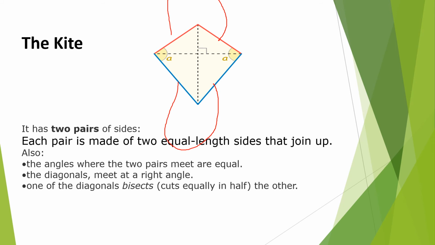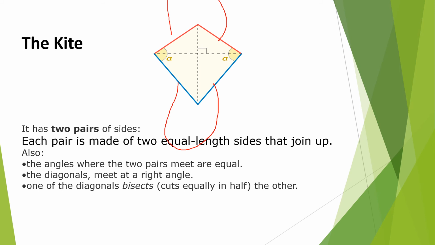Understood, children? Then the diagonals meet at a right angle. See, the diagonals meet at a right angle. They never bisect. Here they never cut into equal halves. They meet at right angles. That means angle formed at the point of intersection is 90 degree.